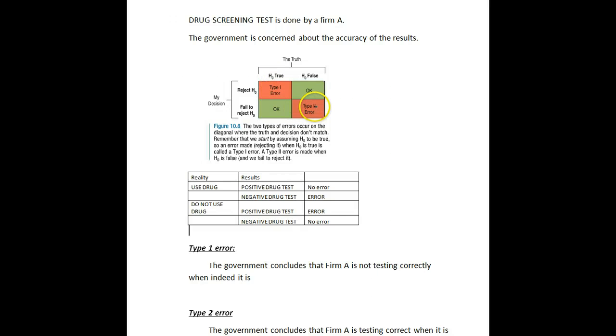Type 1 and type 2 errors. Now, let's look at the context of what's happening. I'm going to be explaining a situation where a drug testing company, firm A, performs drug tests.